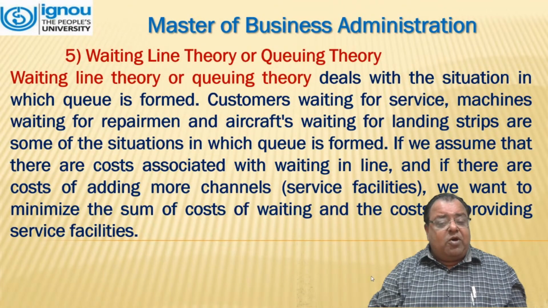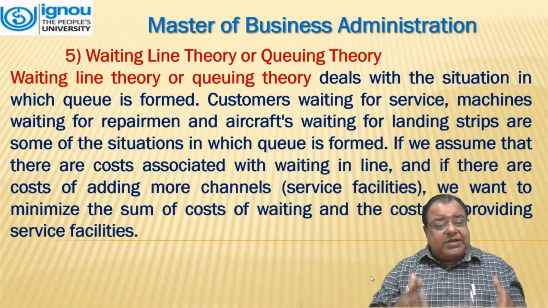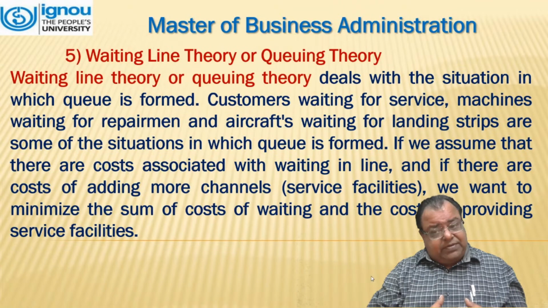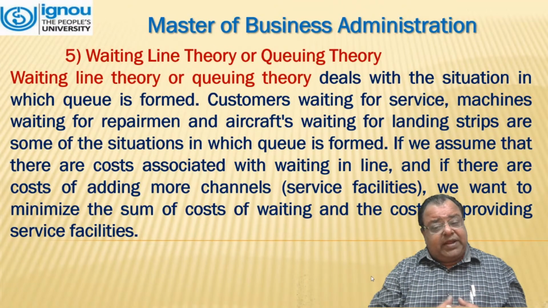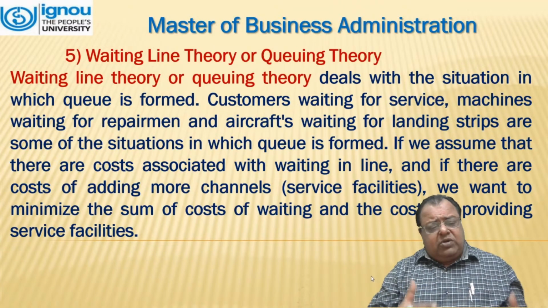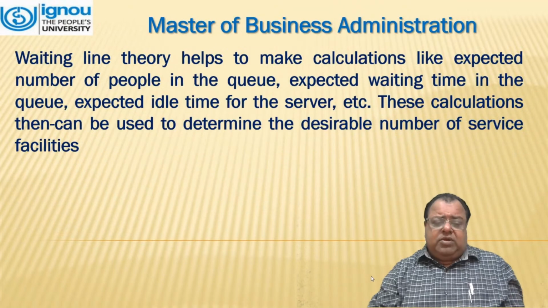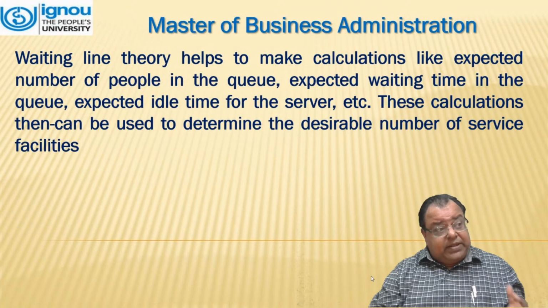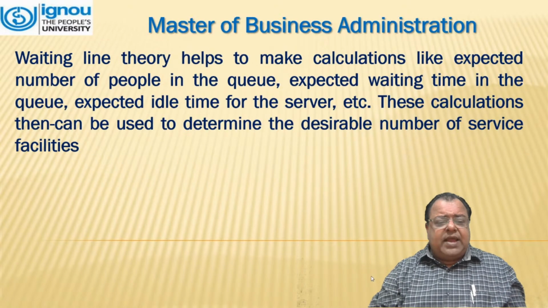The fifth one is waiting line theory, or queuing theory. Waiting line theory deals with situations in which a queue is formed. Customers waiting for service, machines waiting for repairmen, and aircraft waiting for landing strips are some of the situations in which a queue is formed. If we assume that there are costs associated with waiting in line, and costs of adding more channels, that means facilities, we want to minimize the sum of the cost of waiting and the cost of providing service facilities. Waiting line theory helps to make calculations like the expected number of people in the queue, expected waiting time in the queue, expected idle time for the servers, etc. These calculations can then be used to determine the desirable number of service facilities.